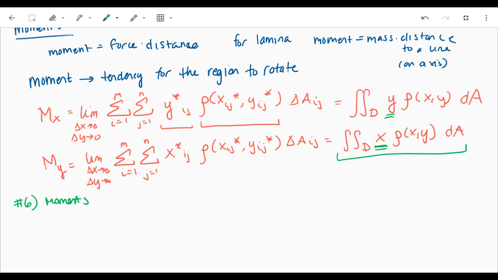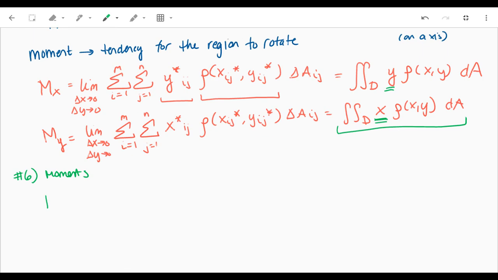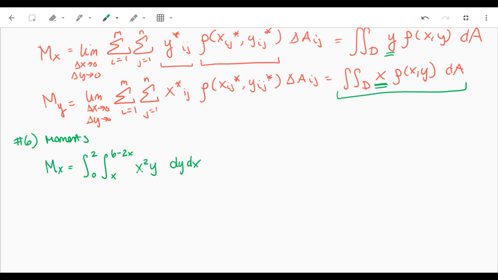that distance from the axis. Okay, so our moment about the x-axis is going to be, again, the integral from 0 to 2, integral from x to 6 minus 2x of x squared times y dy dx. Okay, so integrate that with respect to y.